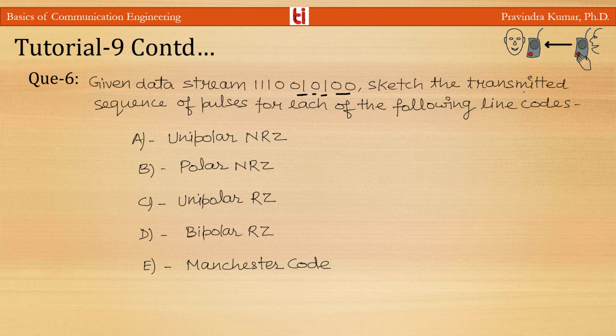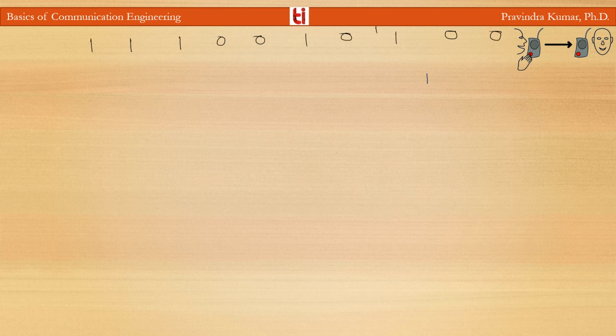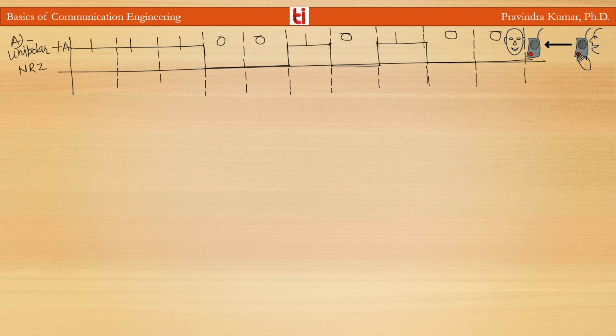Now the next question. Given the data stream 111001010, sketch the transmitted sequence of pulses for each of the following line codes: unipolar NRZ, polar NRZ, unipolar RZ, bipolar RZ, and Manchester code. So for this, this is the data stream 11100101000. For the unipolar NRZ, the 1 is represented by positive A, and the duration of this positive A will be equal to the duration of the pulse width. So it will be for the whole duration, so it is non-return to 0.